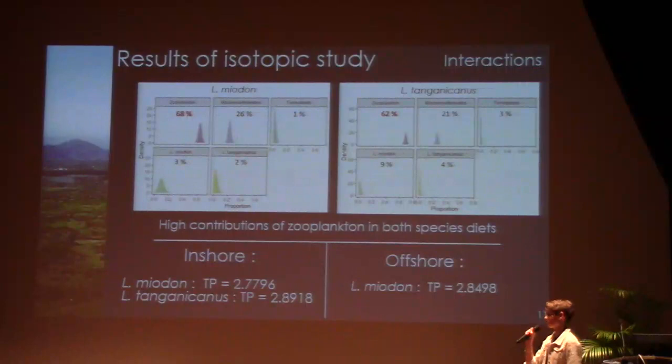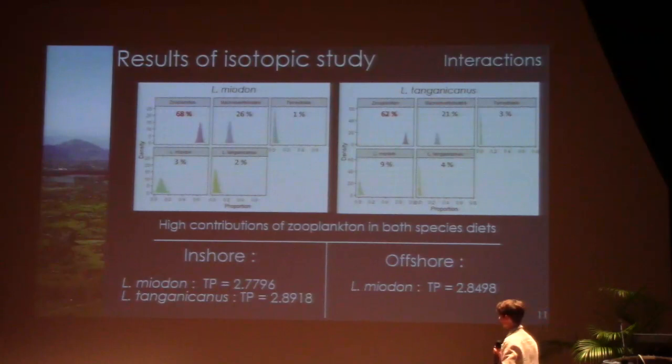So the two species have a similar feeding behavior. Then in inshore water, both species occupy the same trophic position, and when Limnotrissa migrates in offshore water, it keeps the same position.